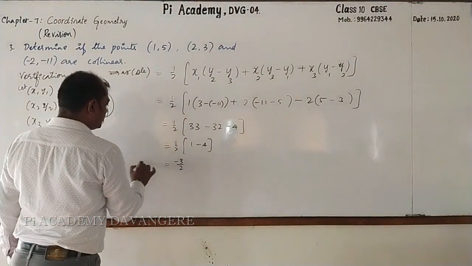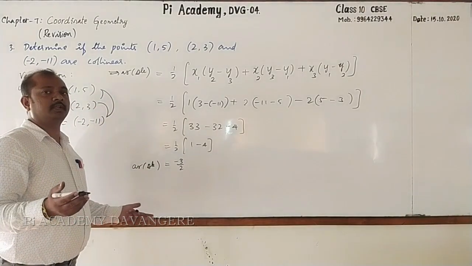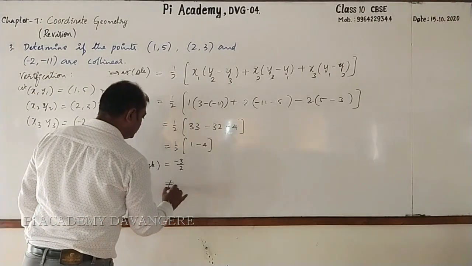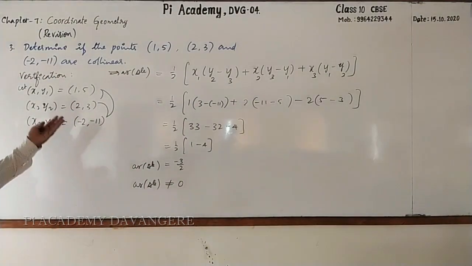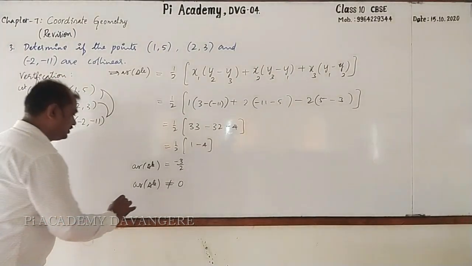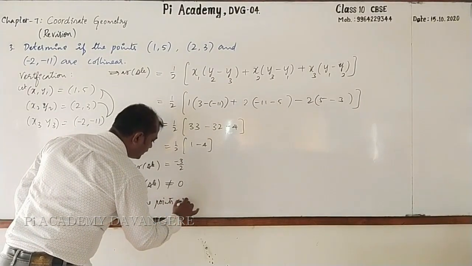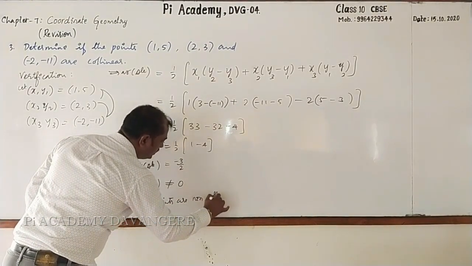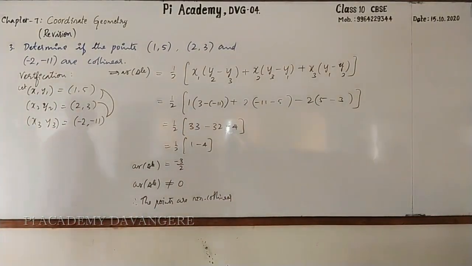Here, the area of the triangle is minus 3 by 2, which is not equal to 0. The area of the triangle is not equal to 0. Therefore, what do you say about the points? The points are non-collinear. Yes. Please go for copying.